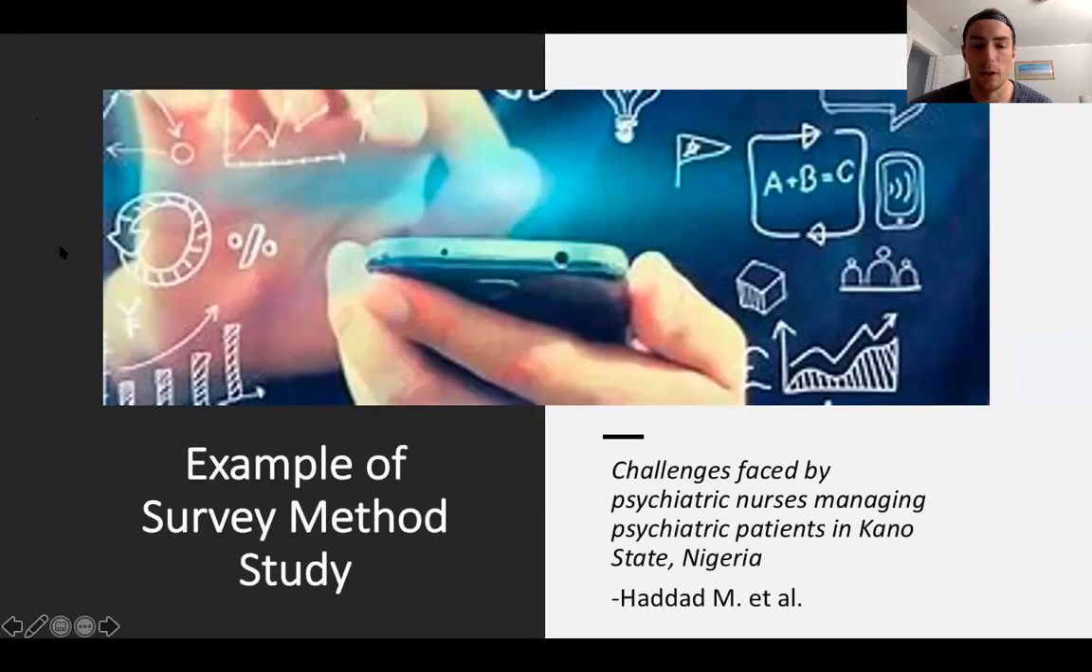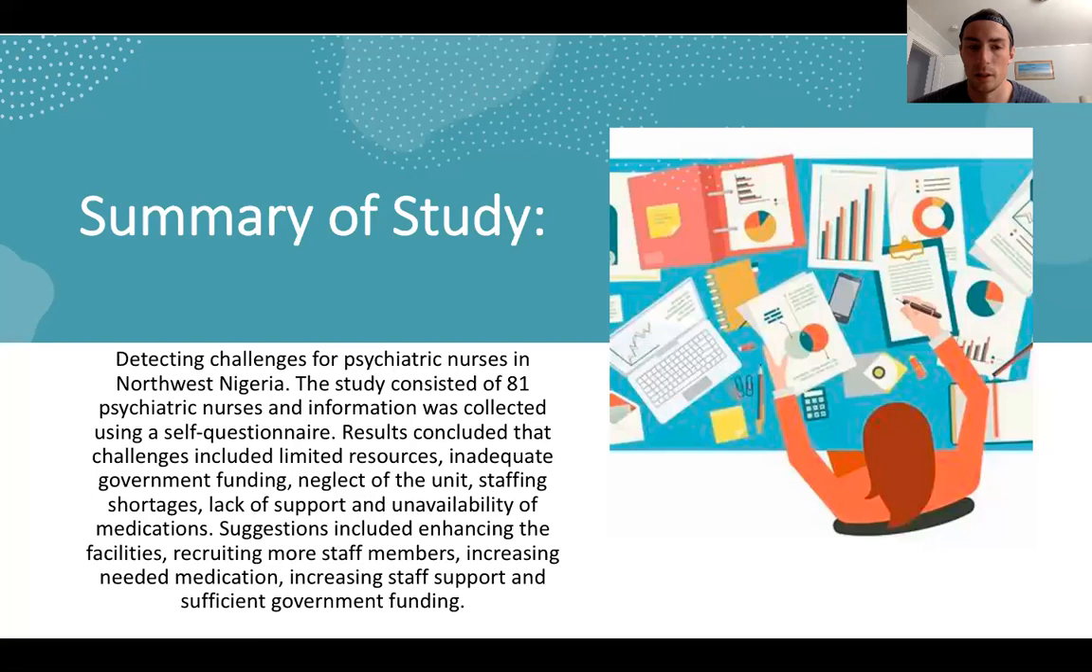So we have here an example of survey method study, and this is a study here at the bottom. Challenges faced by psychiatric nurses managing psychiatric patients in a particular region of Nigeria, Kano State. So what happened in this study was they wanted to figure out what are the challenges for psychiatric nurses in the northwestern region of Nigeria. They reached out and polled 81 psychiatric nurses, that's their sample size, and they collected information using a self-questionnaire, meaning it's a questionnaire they gave to each of the 81 nurses and they filled it out themselves.